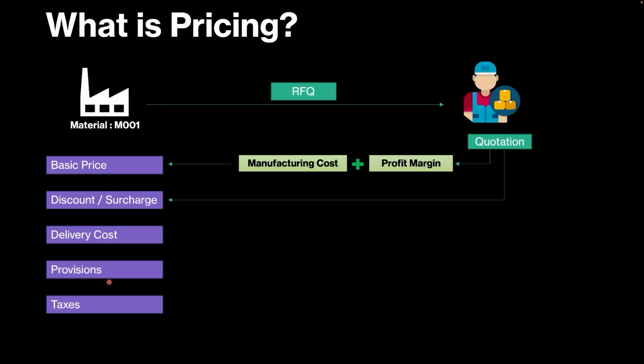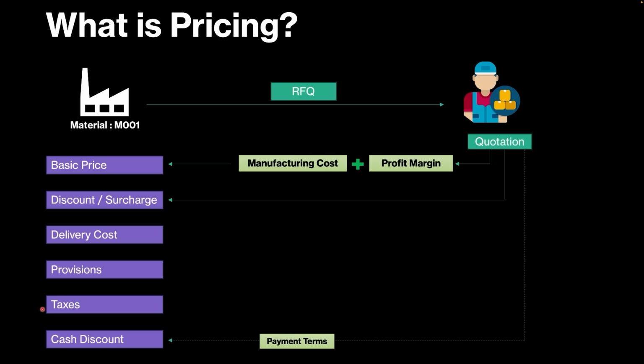And based on the tax rate you will also need to pay taxes on that particular material. So these provisions and taxes are also part of your material pricing. And finally, there may be some cash discounts which will be offered by the vendor based on certain preconditions. And you can see here the vendor may offer some cash discount based on the payment terms. The vendor may tell you that if you make payment within a predefined period, then the vendor may offer you a cash discount. Now, this is a precondition based on which this discount will be applicable.